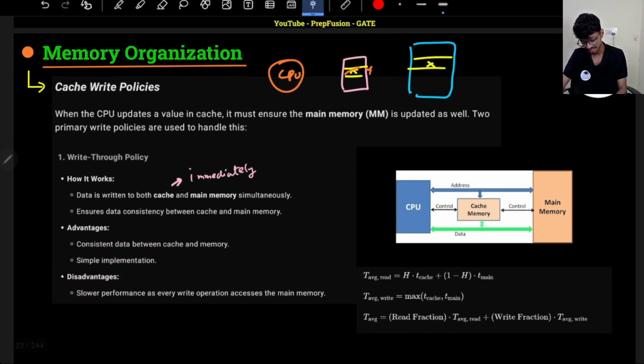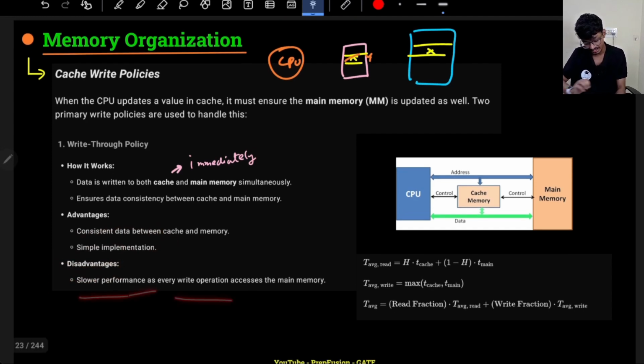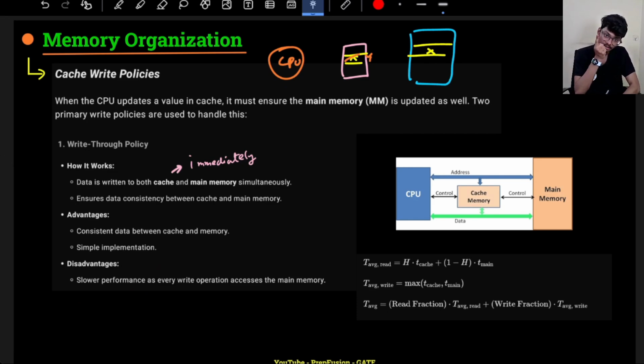What is the disadvantage? The disadvantage is slower performance, as every write operation accesses the main memory. So the advantage of cache memory goes away. Why? Because as soon as I write something in the cache memory, I have to go to the main memory and write it. I hope you remember that going to the main memory is a task, because main memory is further away from the CPU. So it will take more time. Every time there is a change in the cache memory, I have to go to the main memory and change it. So it costs time. That is the disadvantage.